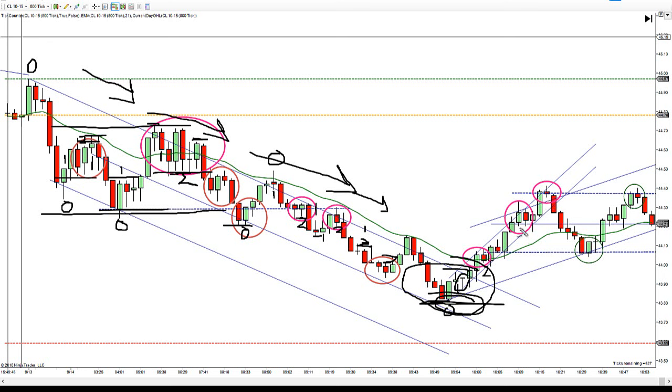0, 1, second entry short. New low here. 0, 1, second entry short. So this is lower than this one. So these are second entry shorts, but none of these worked out until this one. This one worked out because we had this pullback to this area.